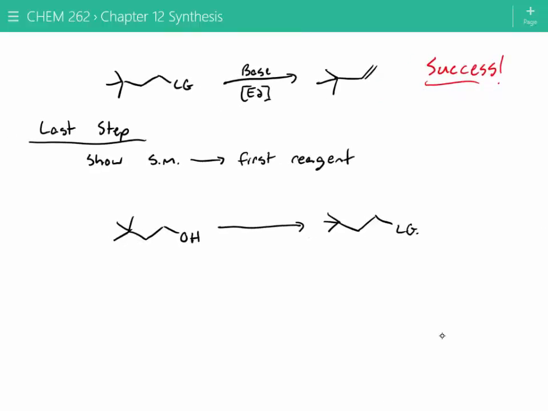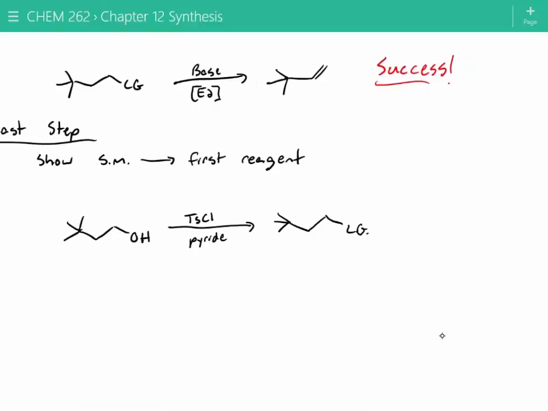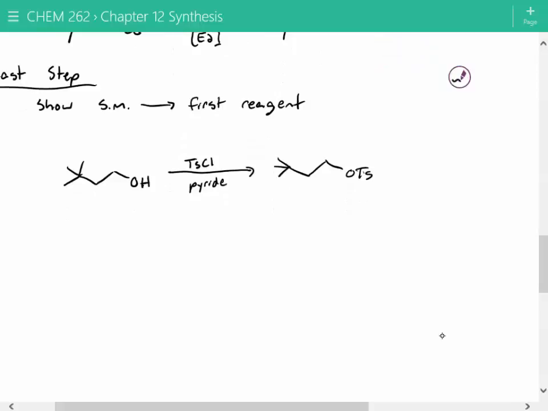And we discussed that in the elimination chapter. We said that this is tosyl chloride, which is abbreviated TsCl, and then pyridine. And by doing that, our leaving group becomes this really awesome tosylate, which I always abbreviate as OTs. And now we've finally got our full reagent. If you're forgetting what tosyl chloride looks like, I'll show it to you briefly.